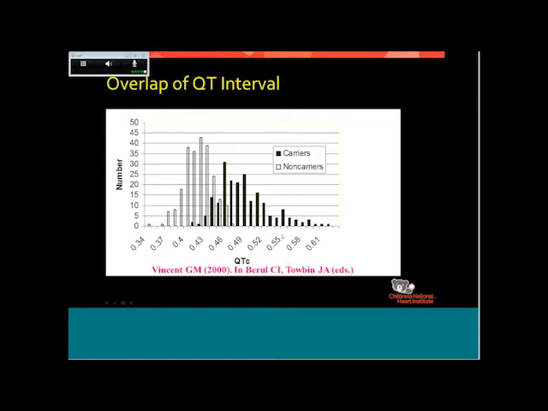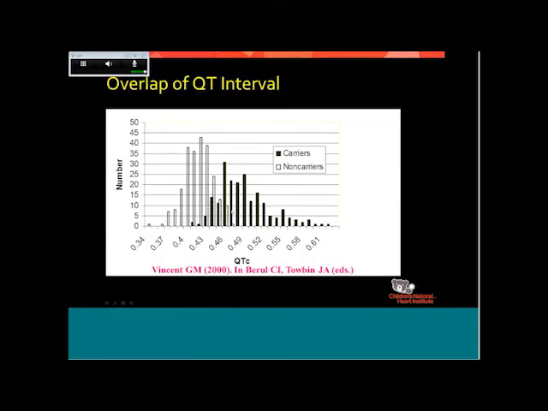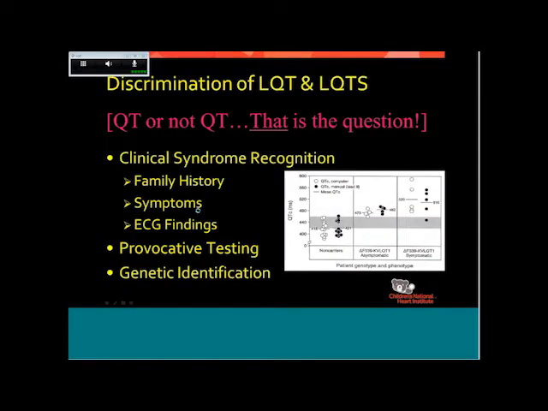The biggest challenge shown in this slide is the overlap of the QT interval, where we know that patients with long QT syndrome can sometimes have an entirely normal ECG, and we know that some patients without long QT syndrome can sometimes have QT prolongation at times, and it can vary by day-to-day, physician, fever, and health. The challenge is QT or not QT. That's the question, to paraphrase Shakespeare.